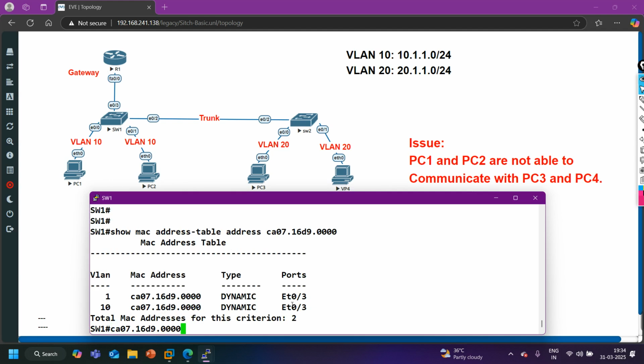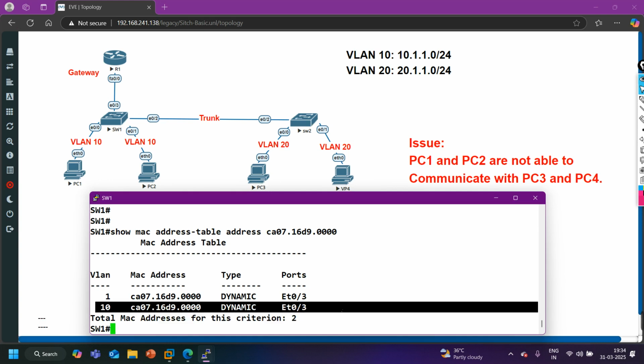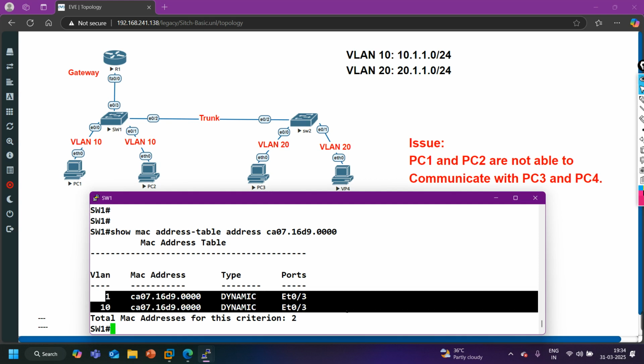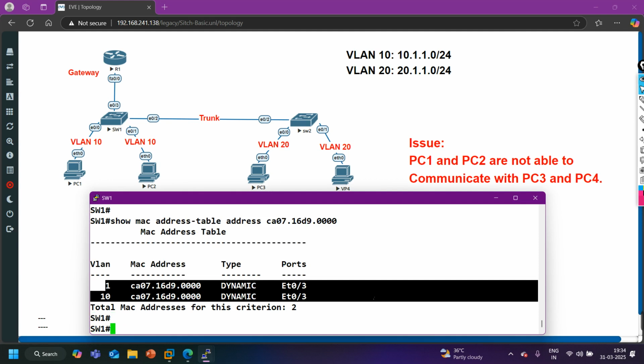The same MAC address on the 0/3 interface, in which VLAN? In two VLANs, in VLAN 1 and in VLAN 10. This is an error. It should learn this MAC address in VLAN 20, not in VLAN 1 and 10. Right? Maybe if there is any user in VLAN 1, then it can be in VLAN 1 also, but not in VLAN 10. This MAC address should be in VLAN 20. In VLAN 20, we are not able to find it. So here is the issue between our switch 1 and router 1.